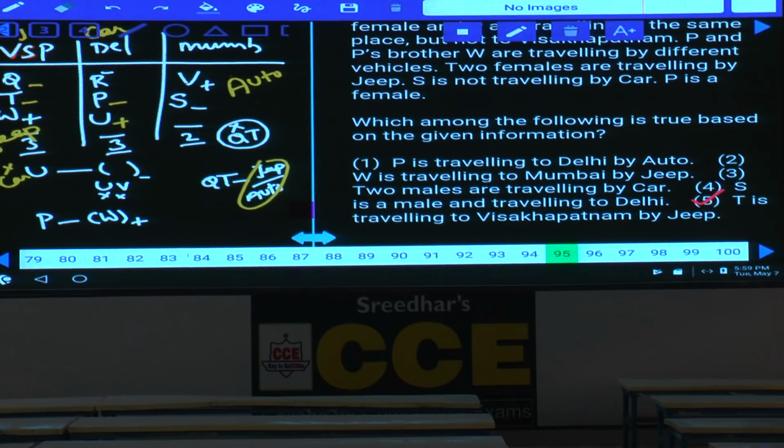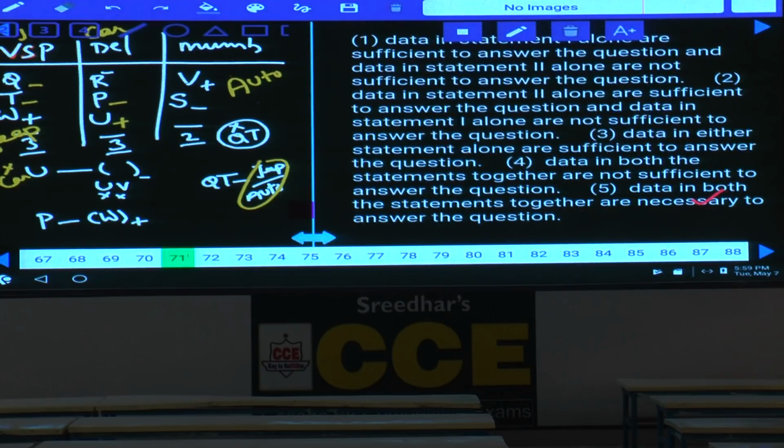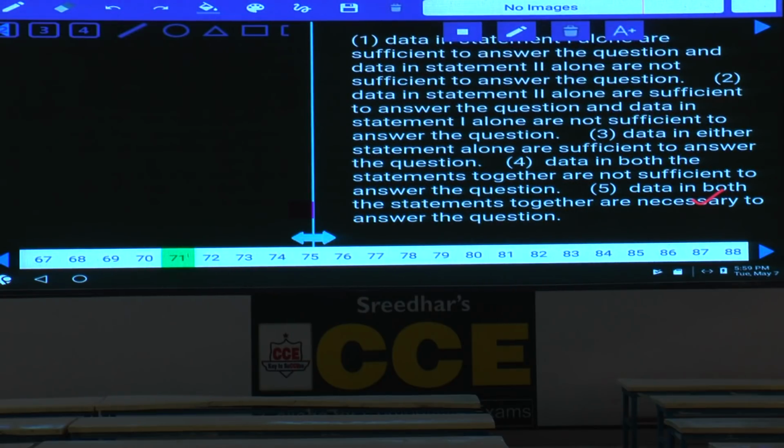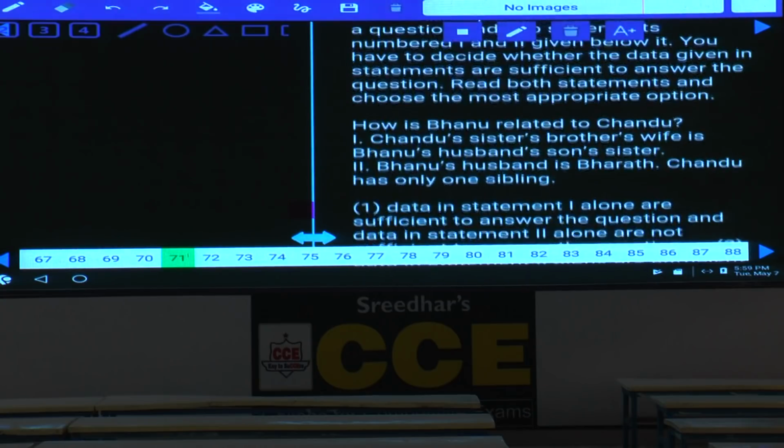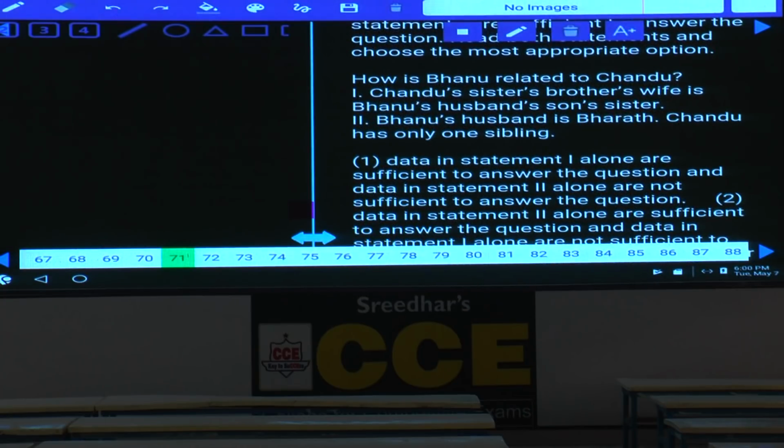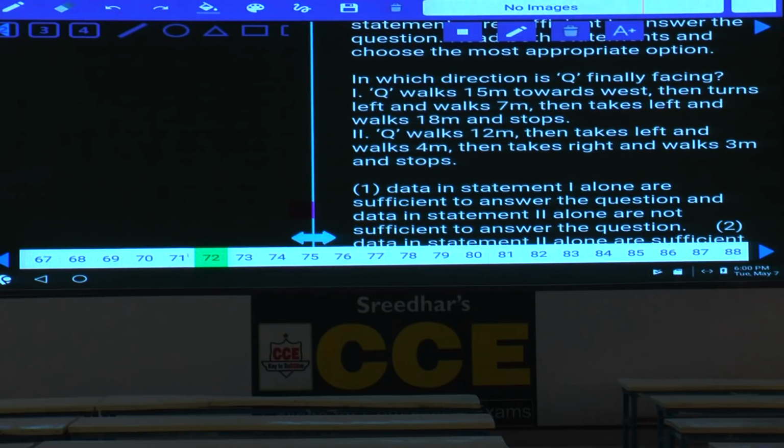Now in this one, we have to opt for which one? 71 to 75. Our target is to score at least 2 to 3 marks in 71 to 75. Now question number 71, it is based on what? Blood relations. Blood relations we cannot take at this time, then directions and coding-decoding should be the first priority.